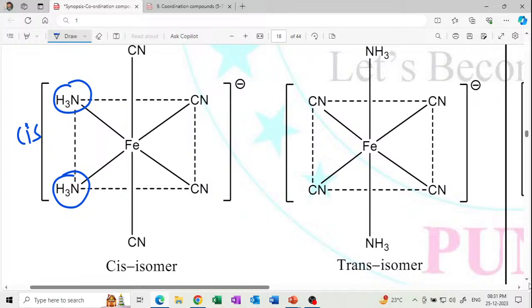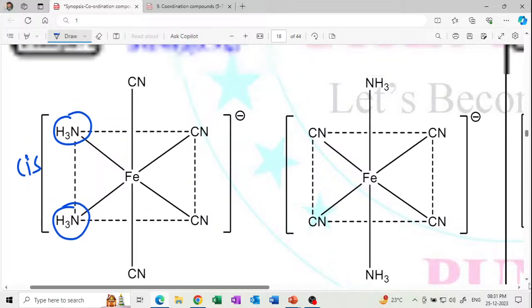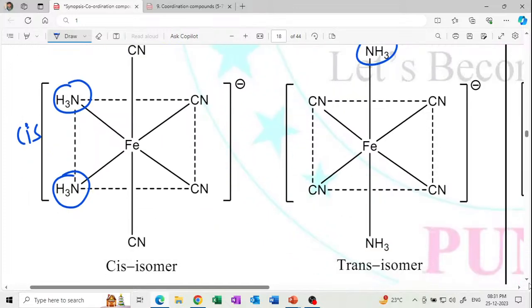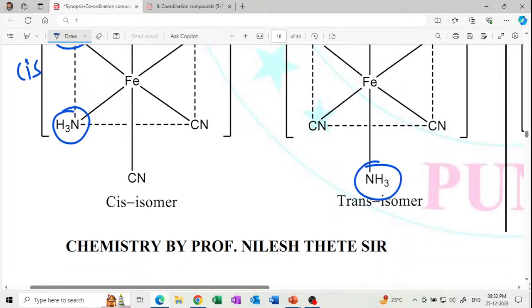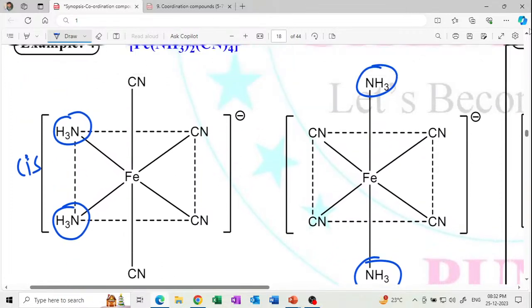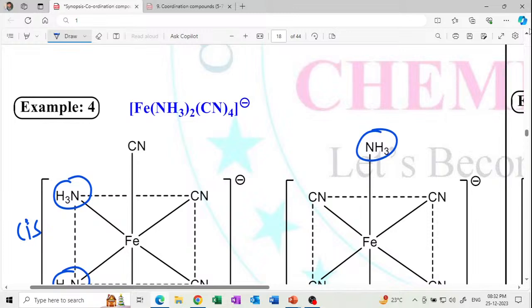Okay. And then NH3 NH3 on the opposite side is trans. So this is trans. Get it everyone? NH3 NH3 on the same side, this is cis. And if the NH3 NH3 are on the opposite side, it is called trans. Please check your example, and at least you should be able to draw the isomers.